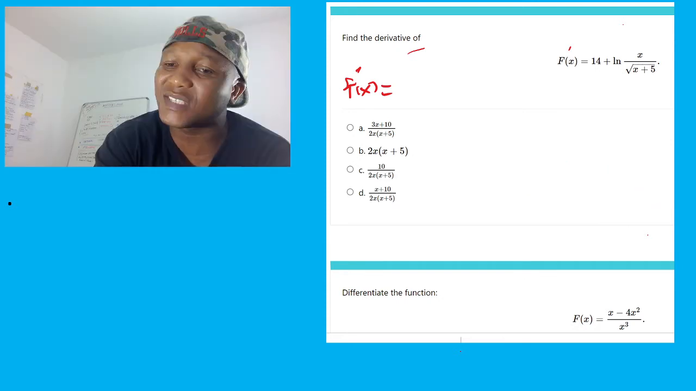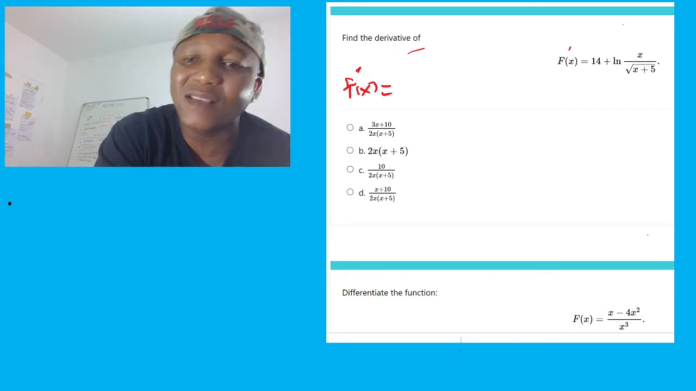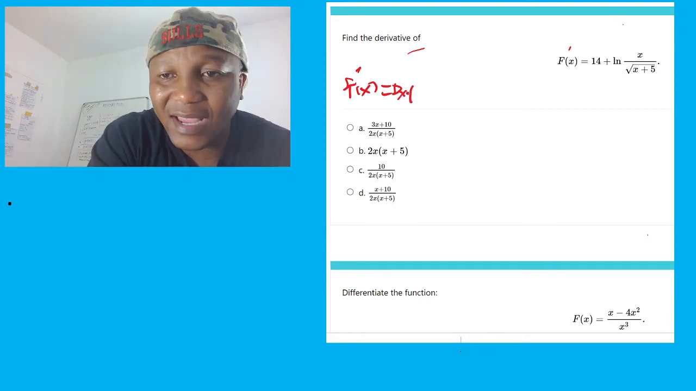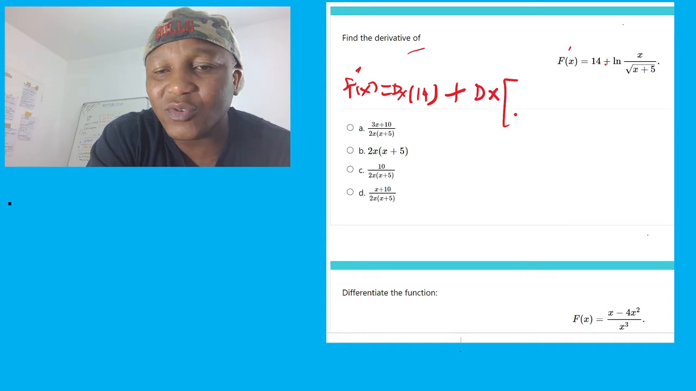Since I want to save space in this case, I'm going to say let me take d/dx of the bracket, 14 plus, and there's a plus here, and then we'll do the same thing here. The derivative of ln x means ln of x over the square root of x.